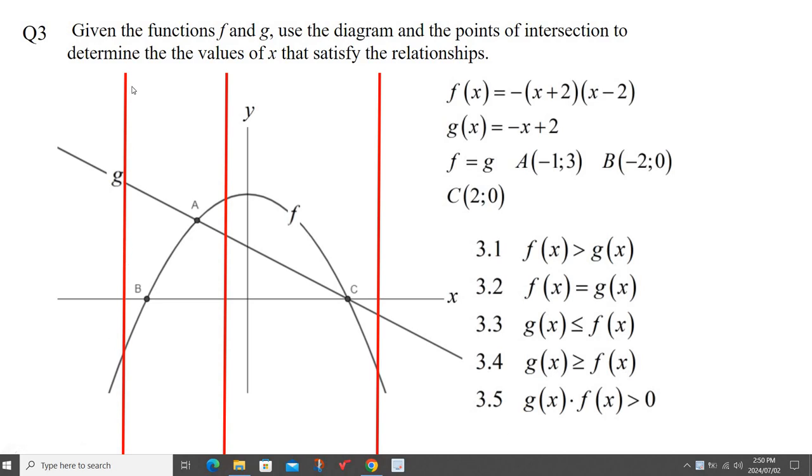But let's stop right here. See this red line right here? I'd like to pass it right through and talk about it, but I can't. I want to stop it right here. Now, there's two things I can see. I can see that g, the line at minus x plus 2, is greater than the parabola, x plus 2 times x minus 2. There's the parabola f. I can see g is greater than it.